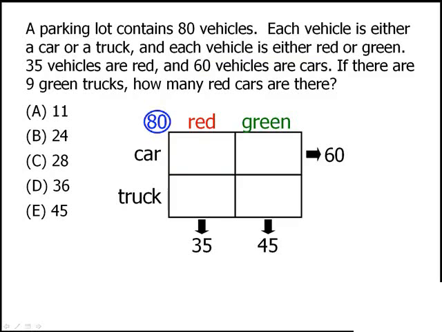Now, if we have 80 vehicles altogether and 60 of them are cars, we can conclude that the remaining 20 vehicles must be trucks. So we know that the sum of these two boxes must be 20. At this point, we cannot say how many vehicles must be placed in each of our four boxes. We only know the sums of the boxes in each row and each column.